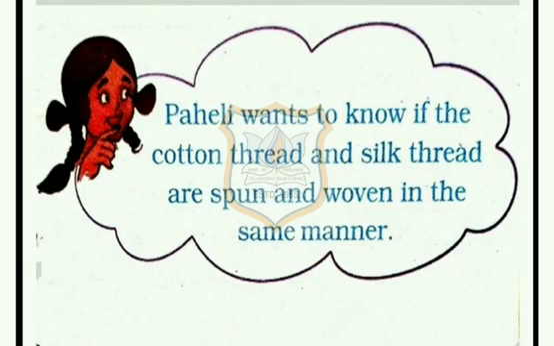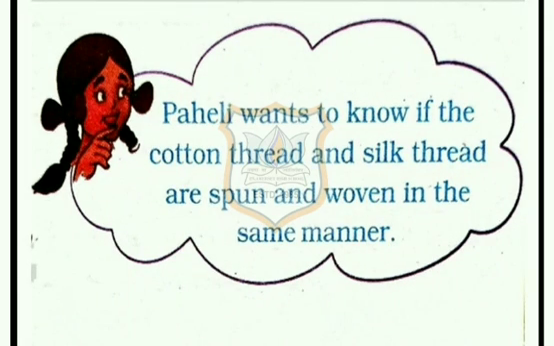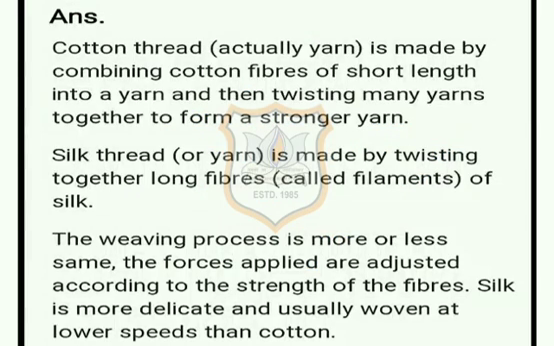Students, Paheli wants to know if the cotton thread and silk thread are spun and woven in the same manner. Now we will discuss it. Cotton thread, that is actually yarn, is made by combining cotton fibers of short length into a yarn and then twisting many yarns together to form a stronger yarn. Silk thread or yarn is made by twisting together long fibers, that is called filaments of silk.